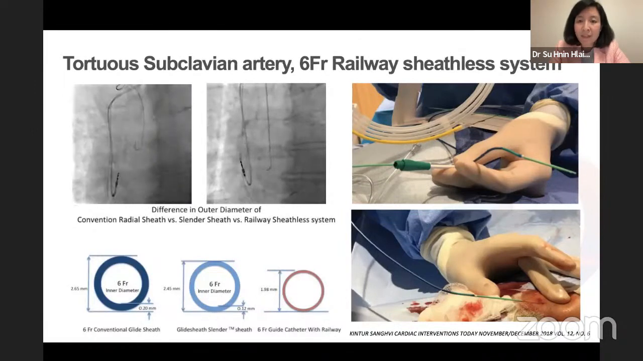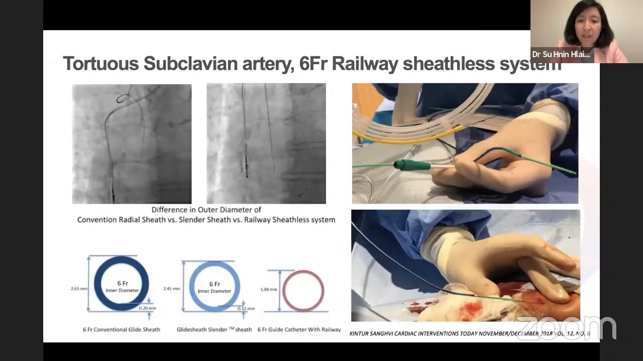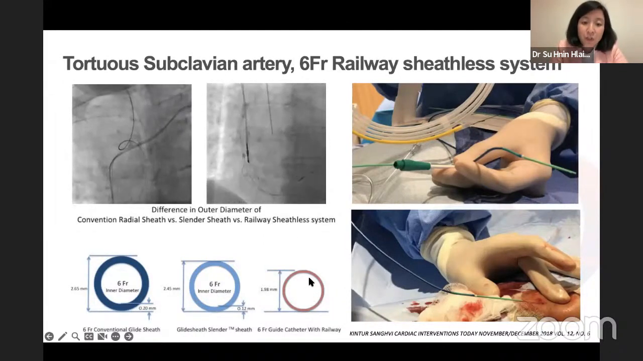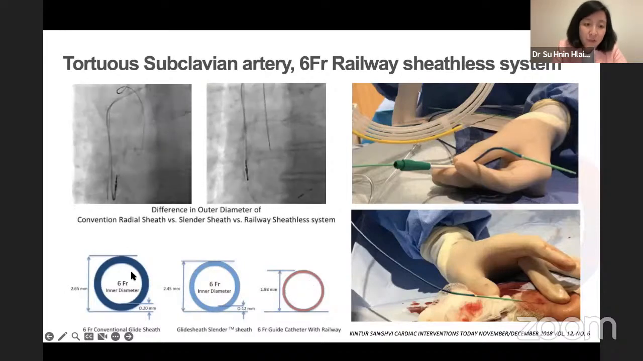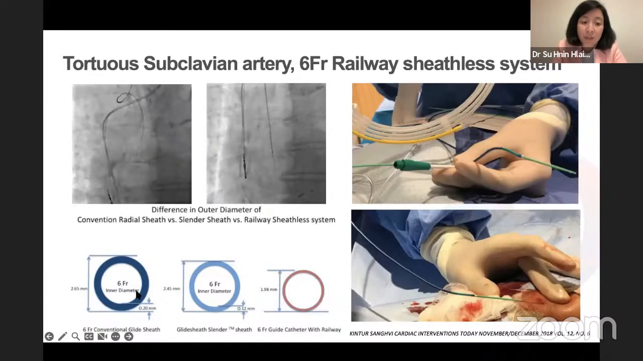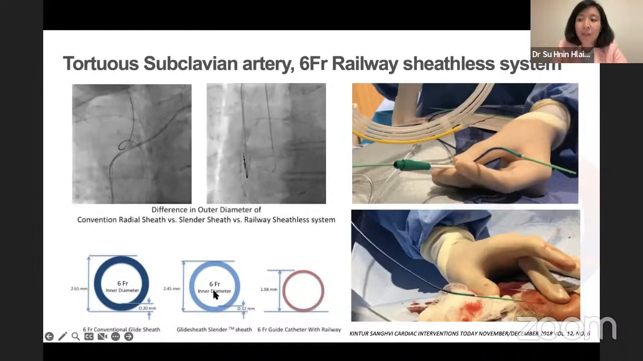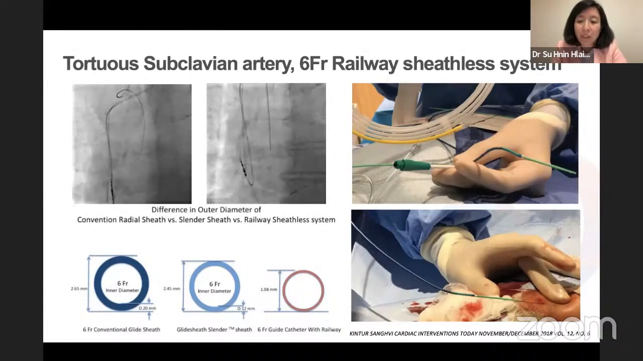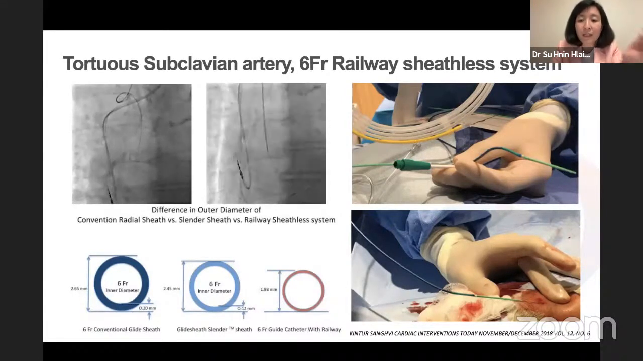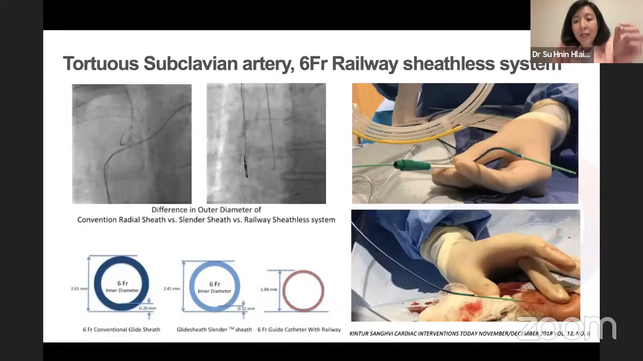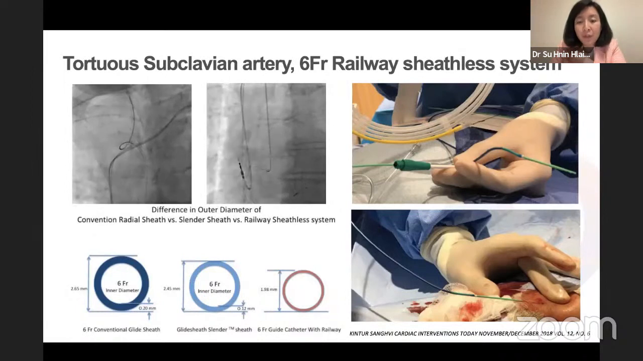So what is it? The outer diameter of the six-French guide with the radial sheathless access system is, you can see here, 2 French smaller in comparison to the traditional six-French Glidesheath, and 1.5 French smaller in comparison with the Glidesheath Slender. So you put it together, a six-French guide catheter loaded with the dilator, and advance it together up to the brachiocephalic artery.